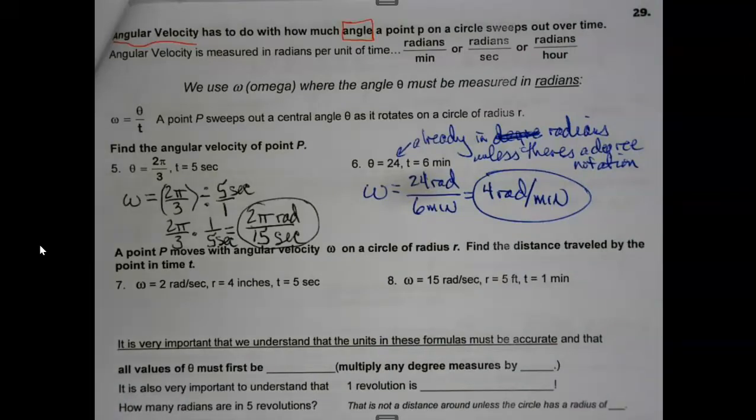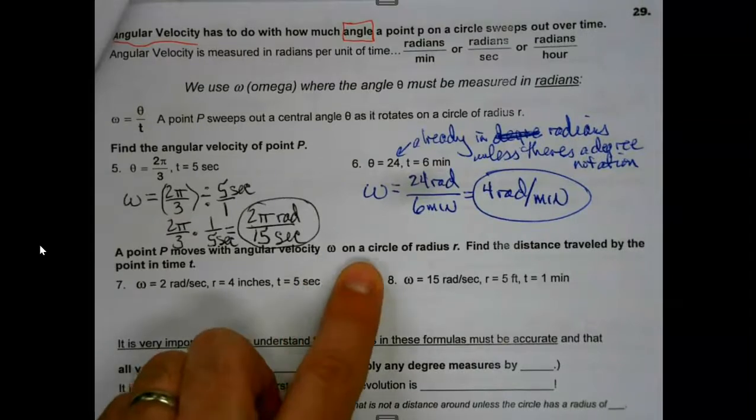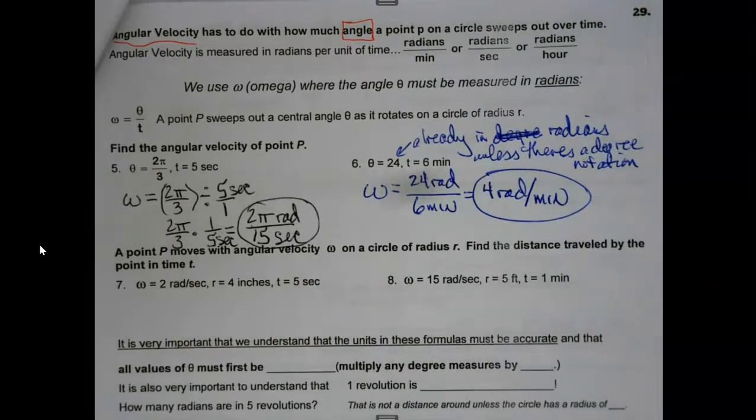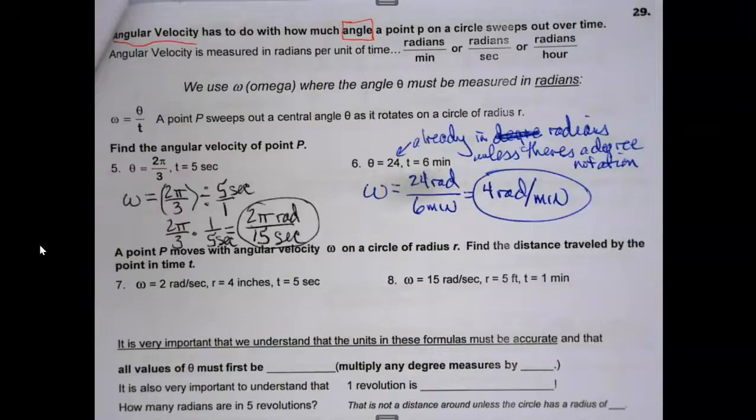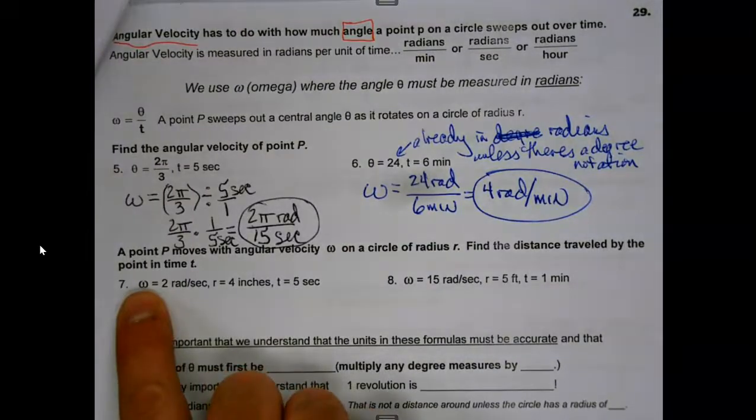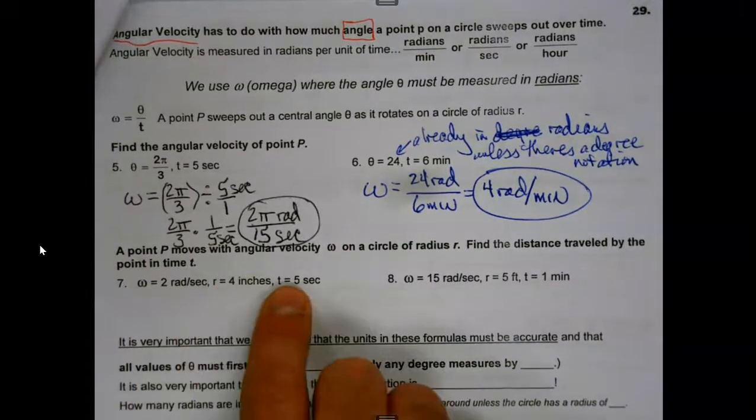Okay, here's the one point where we might have to take a deep breath. A point P moves with angular velocity, omega, on a circle of radius r. Find the distance traveled by the point in time t. You're like, okay, wait a minute. So you're looking, you're like, I got angular velocity, I got radius, I got time.